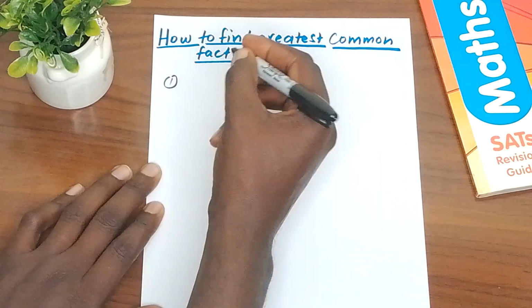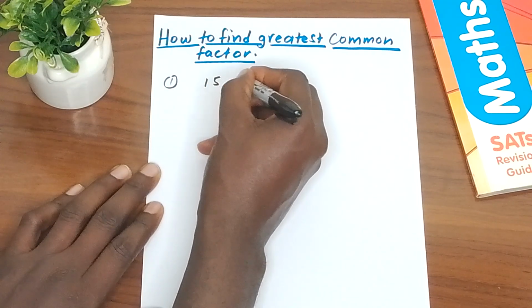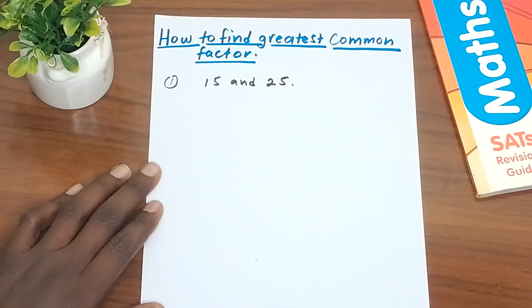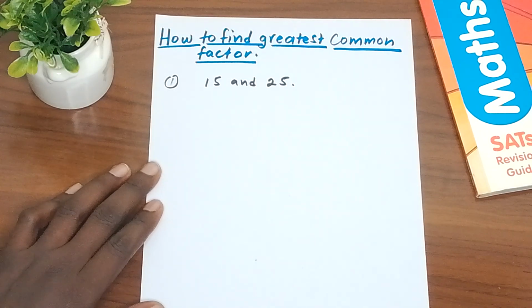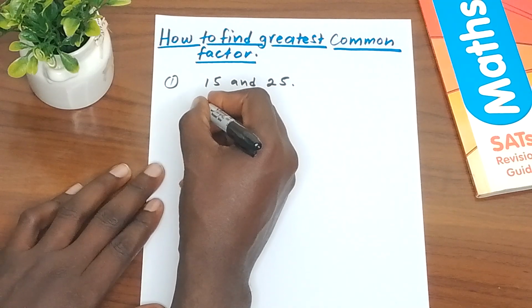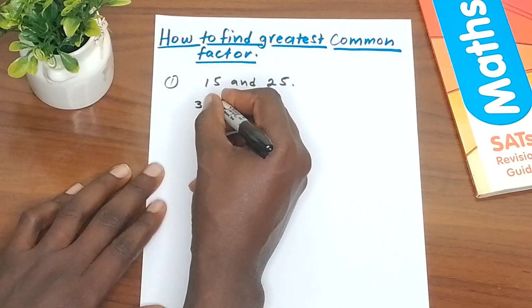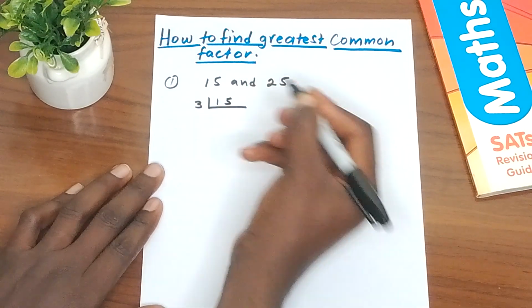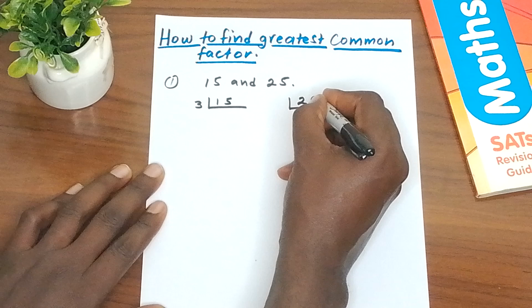We are given 15 and 25, and we are asked to find the greatest common factor in these two numbers. So what we do is prime factorization. We can do a factor tree, or we can use factors of numbers, factorize the number in different ways. So I'm going to use this form of factorization. This is 15 and this is 25.